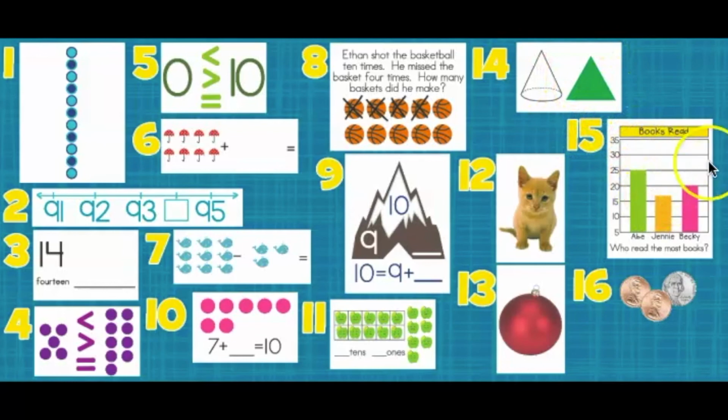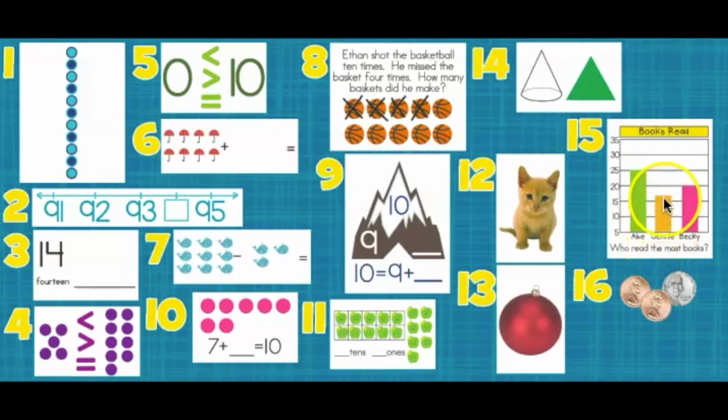Okay, let's look at number 15. What do we call this thing right here? That's right, it's a graph. And what does a graph do? It organizes information. Good job. So we are looking at our graph to see how many books these kiddos read. So it looks like Abe might have read, let's go up and look. Oh, we read 25 books.